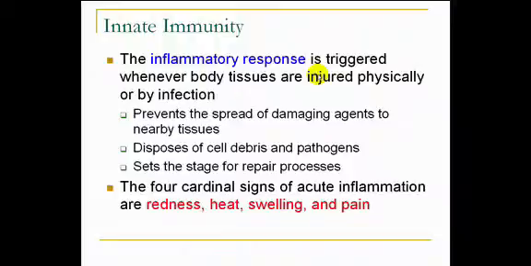So there's 4 cardinal signs of acute inflammation. I'm sure we've all had inflammation in our life, and you know that it's red. If you touch an area that's inflamed, it feels warm or it's hot. Sometimes you have swelling and you have pain. So these 4 cardinal signs are caused by increased blood flow to the area and also by chemicals that get released that can cause pain.